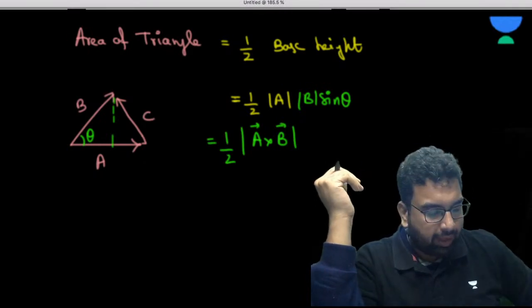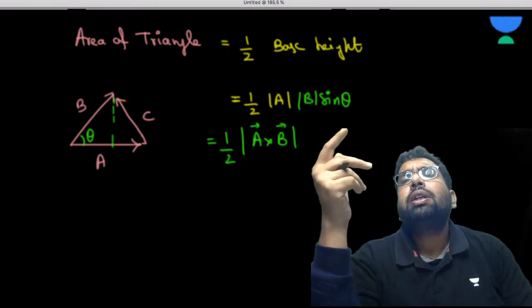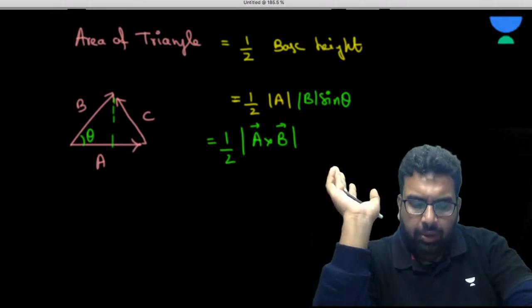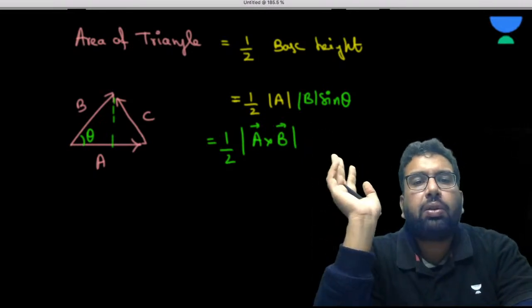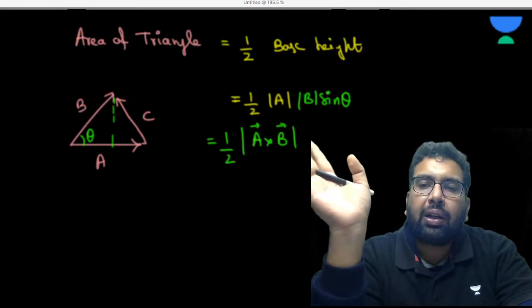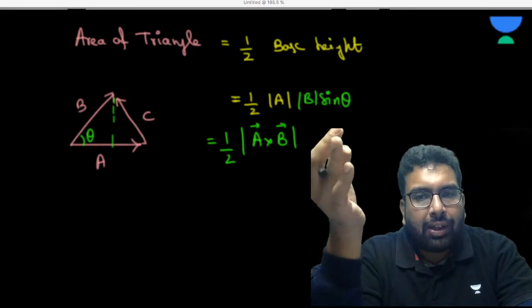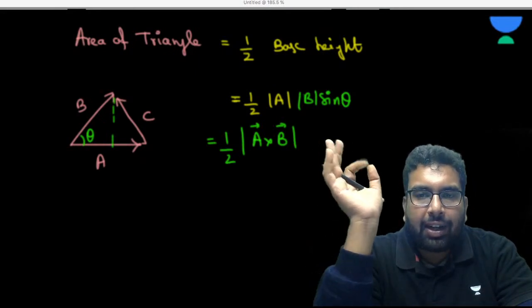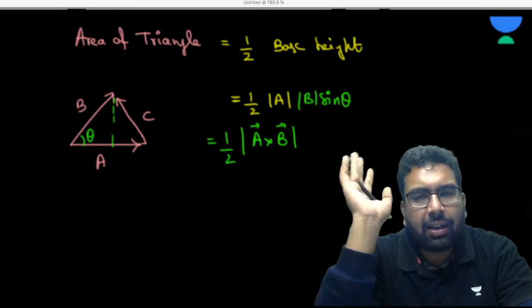Also remember this: if two vectors are forming a triangle, whether they are connected tail to tail or tail to head, it doesn't matter.